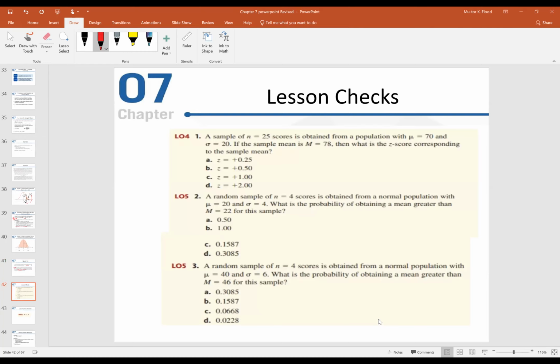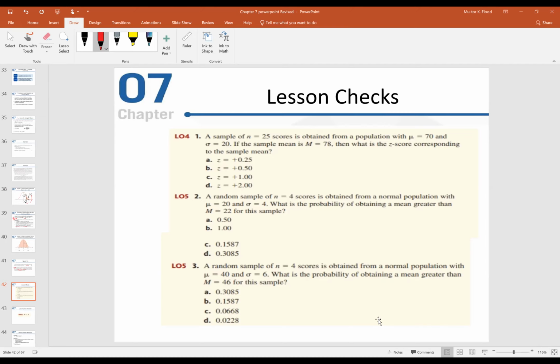All right, so let's do some questions. A sample of 25 scores is obtained from a population with a population mean of 70 and a standard deviation of 20. If the sample mean is 78, then what is the z-score corresponding to the sample mean?